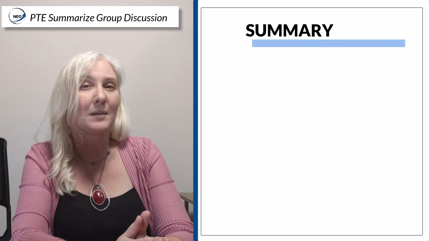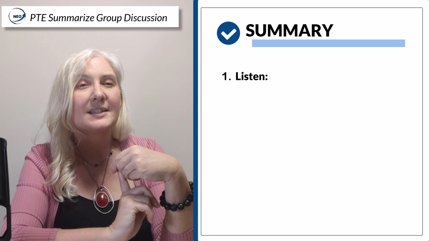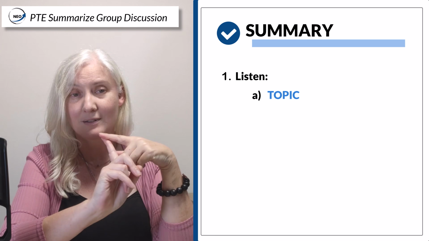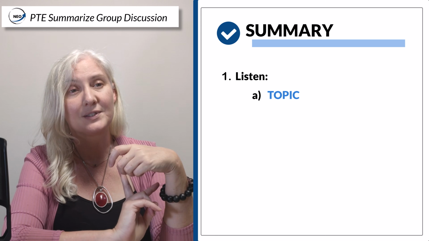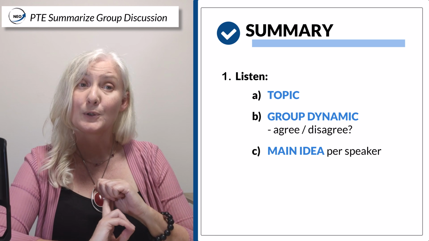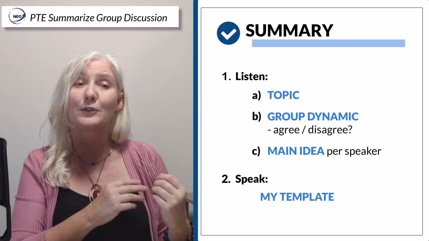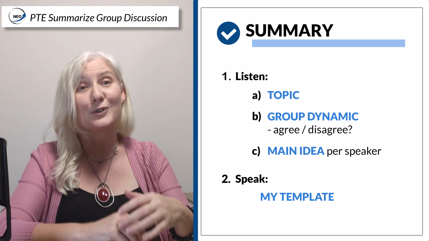So, let's summarize how to summarize group discussion. Step 1. Listen for 3 things: topic, whether the speakers agree or disagree, and 1 point from each speaker. Step 2. Use my template. It will force you to say the topic and the group dynamic first, and that will get you the most points.